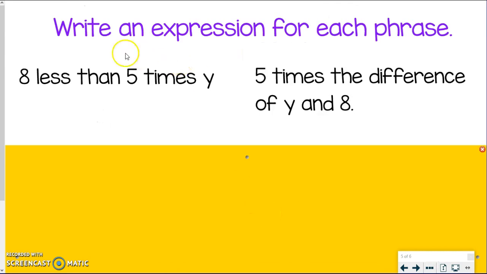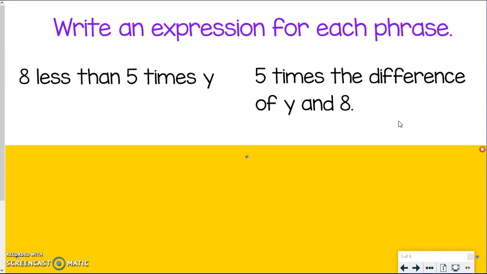So now let's talk about, what if we write an expression for the phrase? So we're given a phrase, let's write the expression. So I've got 8 less than 5 times y versus 5 times the difference of y and 8. Again, go ahead and pause your video and see if you can try these on your own first, and then I'll reveal the answers when you unpause. Go ahead and pause.